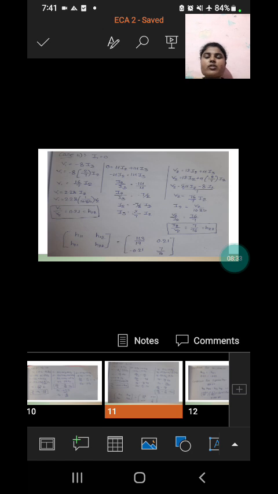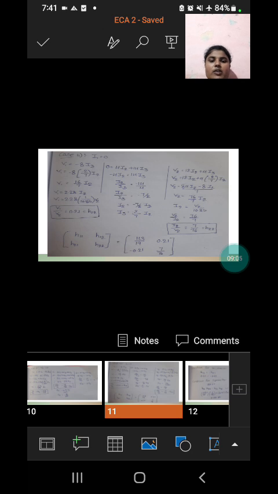Case 2: here we consider i1 equals 0. v1 equals minus 8 i3, 0 equals 4 i2 plus 14 i3, v2 equals 12 i2 plus 4 i3. Here 0 is very easy to calculate. Minus 4 i2 equals 14 i3, so i2 by i3 equals minus 14 by 4, which is minus 7 by 2. So i2 equals minus 7 by 2 i3, and i3 equals minus 2 by 7 i2.